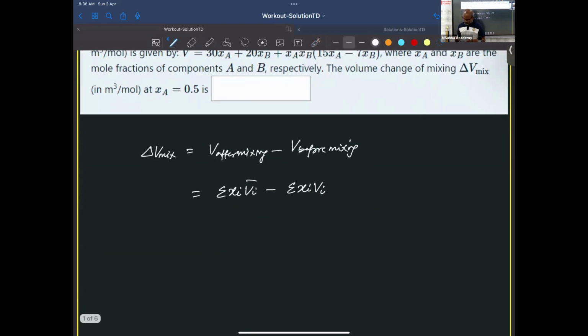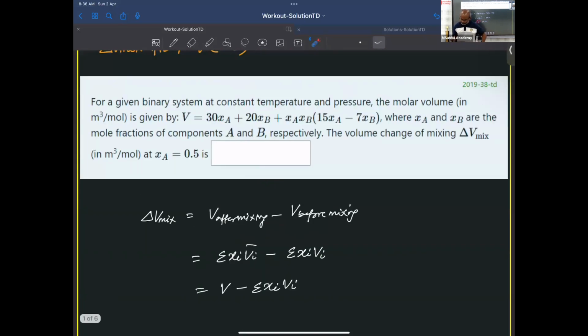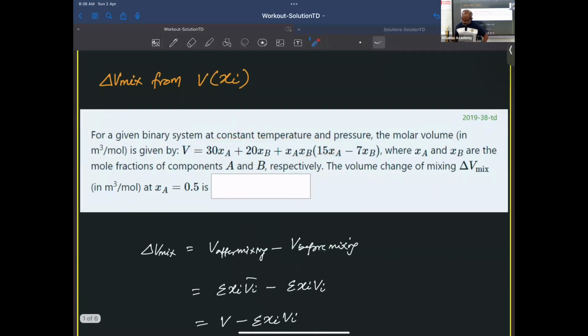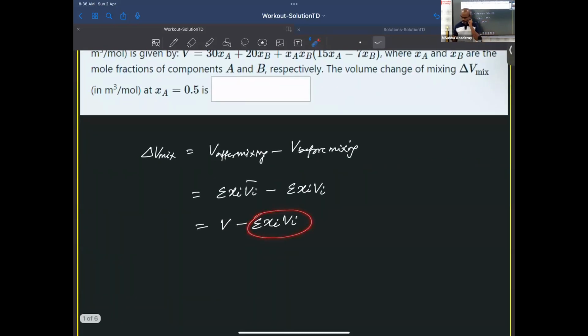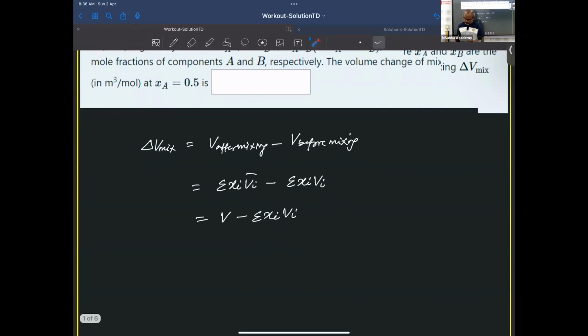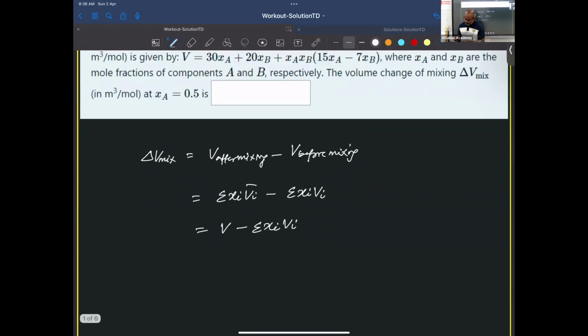So what is this sigma xi vi bar? That is nothing but our V, the volume after mixing, and this is pure before mixing. This expression of V is available directly, which is the molar volume of the solution, and we need to know this xi vi, how to get that. So let us write the expression of V.